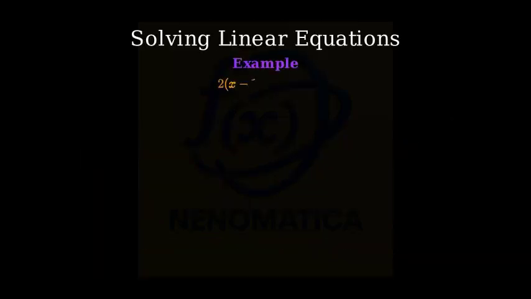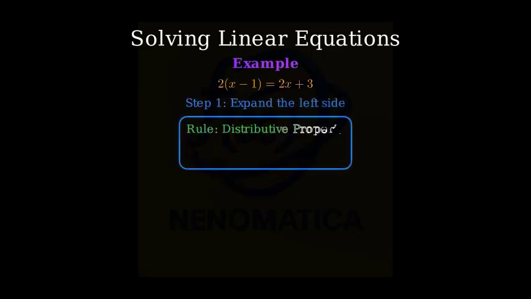Let's start with our first example. We need to solve the equation 2 times open parenthesis x minus 1 close parenthesis equals 2x plus 3. Let's solve this step by step. First, we need to expand the left side by distributing the coefficient 2 to each term inside the parentheses.